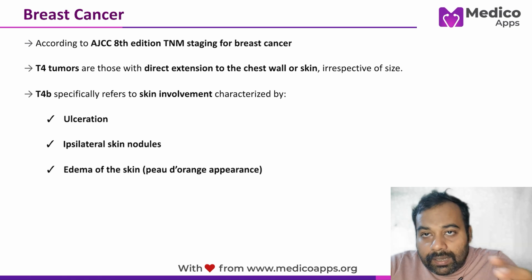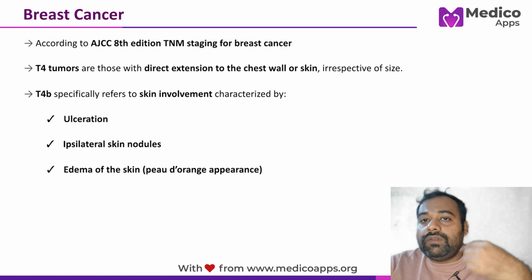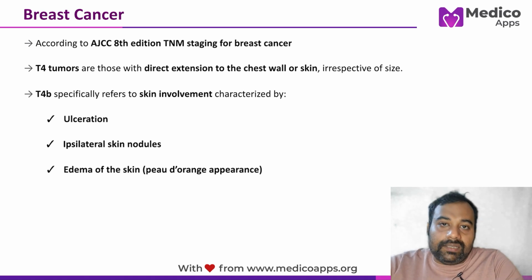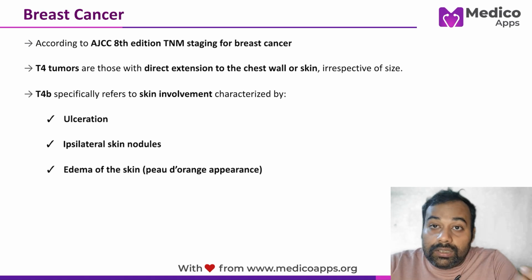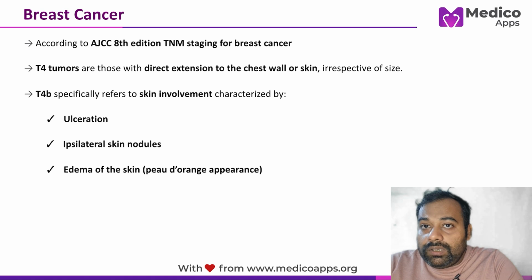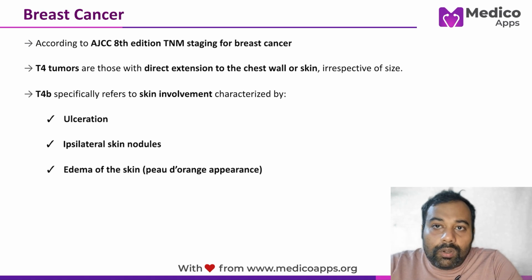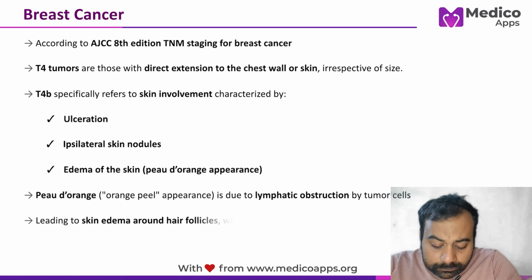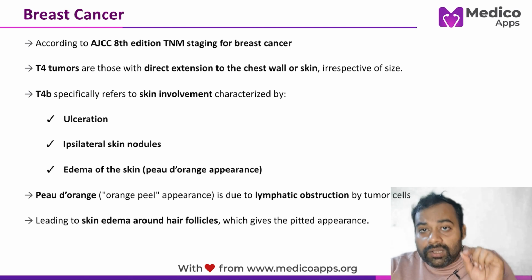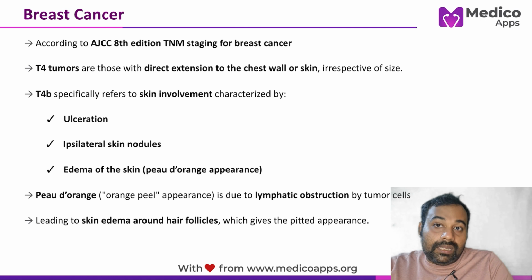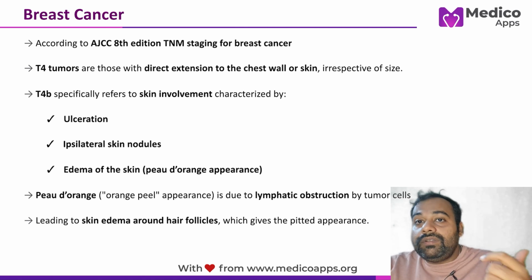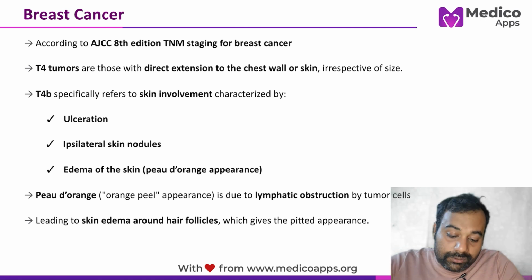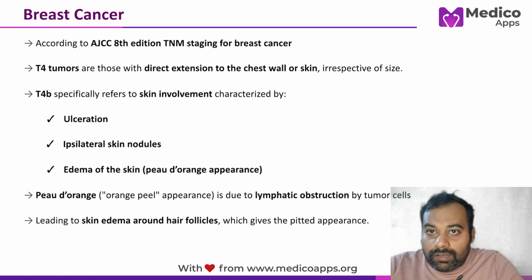Now what happens is that the breast tumor involves the skin, and in the skin there are multiple small dermal lymphatic channels. They get blocked due to tumor emboli. This tumor emboli obstructs the lymphatic drainage, which leads to edema, and the multiple hair follicles give a small pitting appearance against the background of edematous skin, which eventually gives us the peau d'orange appearance. Okay, so this is taken as a consideration of skin involvement in this case.